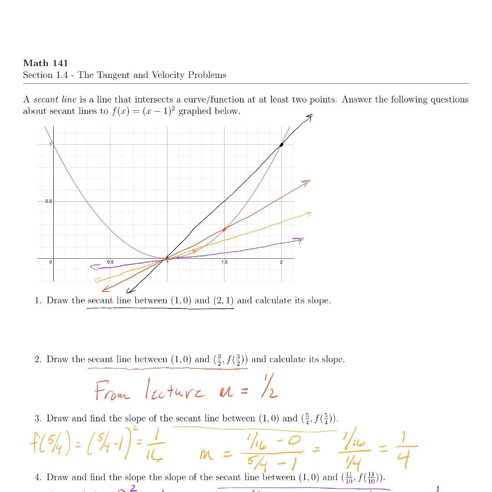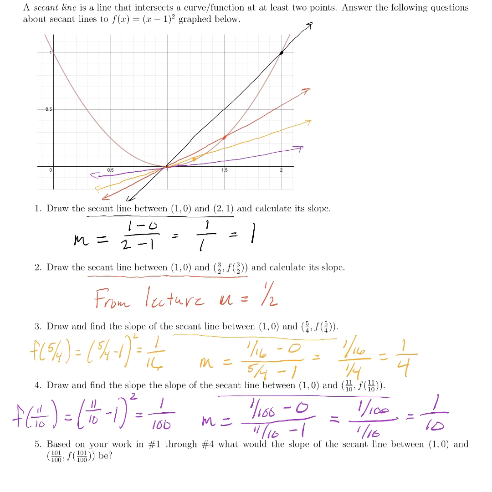Let me make sure my color coding is going to be good. Okay, so the slope of that secant line is again the change in y, which is 1 minus 0, divided by the change in x, which is 2 minus 1, and that is 1 divided by 1, or 1. Okay, I've gone ahead then and calculated the slopes of those other 3 secant lines.